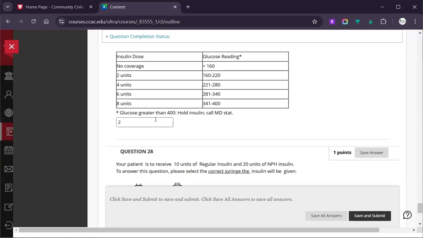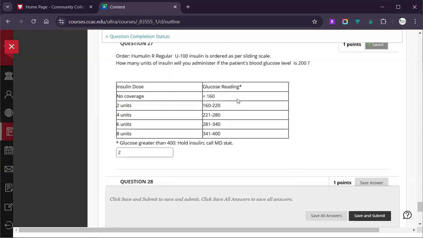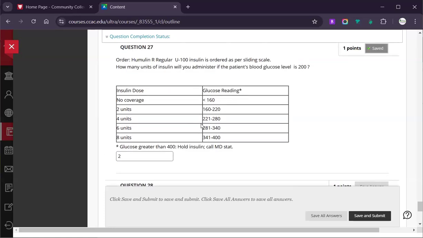I thought I was done. There's another question. So you just read. This is not supposed to be tricky. It's just, can you read data on a scale?